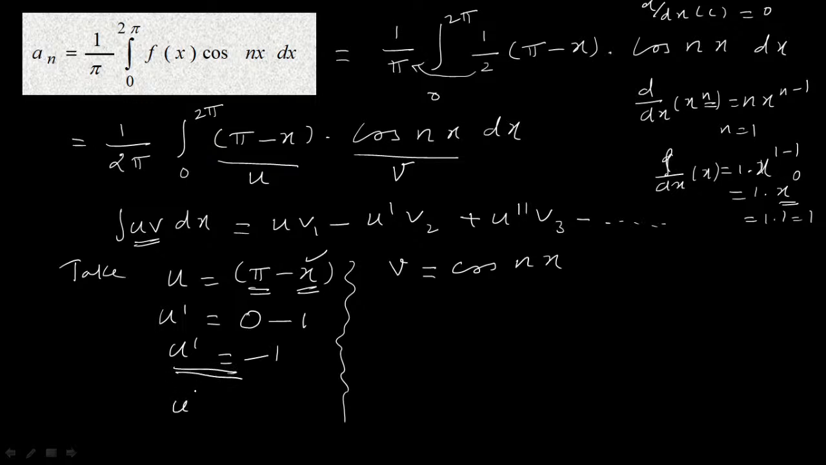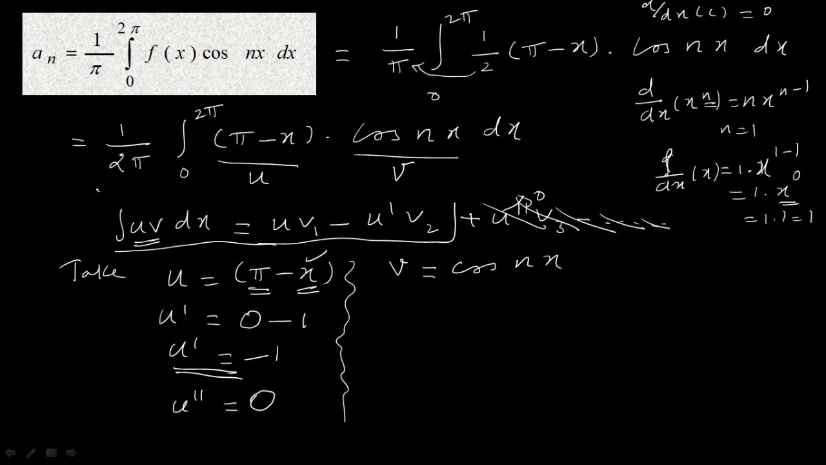What is u double dash? Minus 1 is a constant. If you are differentiating a constant, your value is 0. So u double dash becomes 0. In the Bernoulli formula, we have to calculate up to this itself, and we don't need any terms after this. So for this problem, integral uv dx is equal to u v1 minus u dash v2. Up to this we have to evaluate.